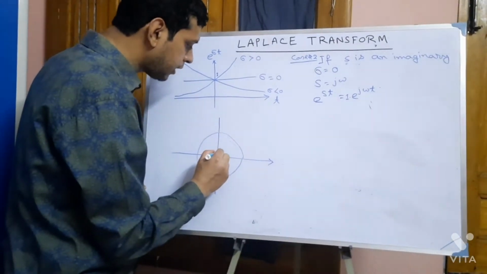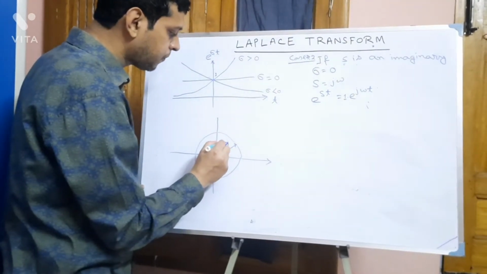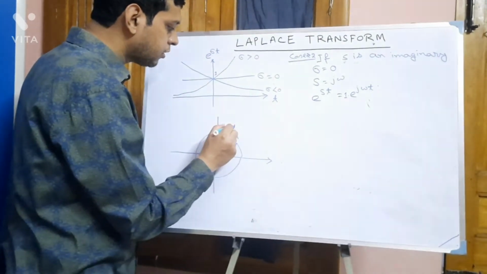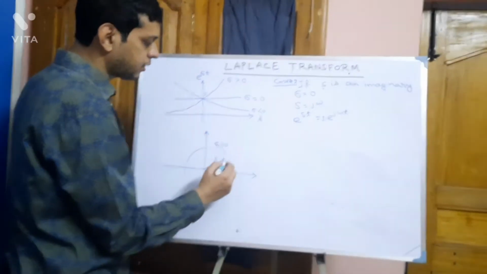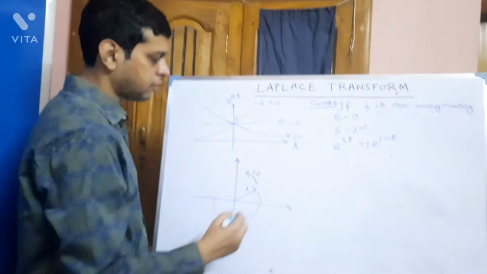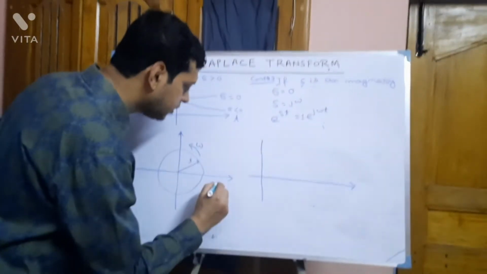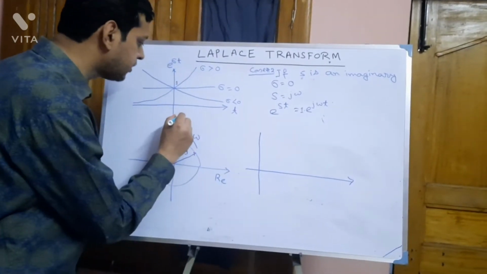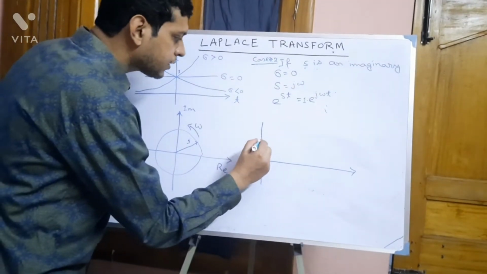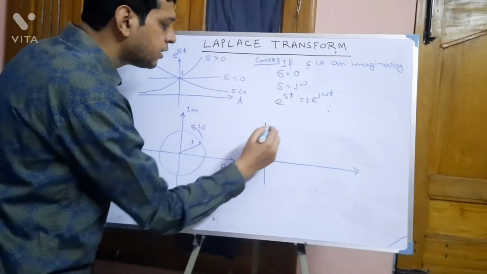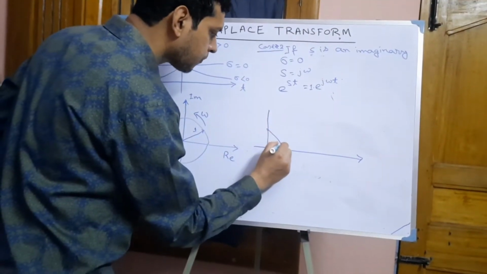In the graph, this phasor of magnitude 1 is rotating at a speed of omega radian per second counterclockwise. So this is the real axis and this is the imaginary axis. The real part of e to the power st here is this one.